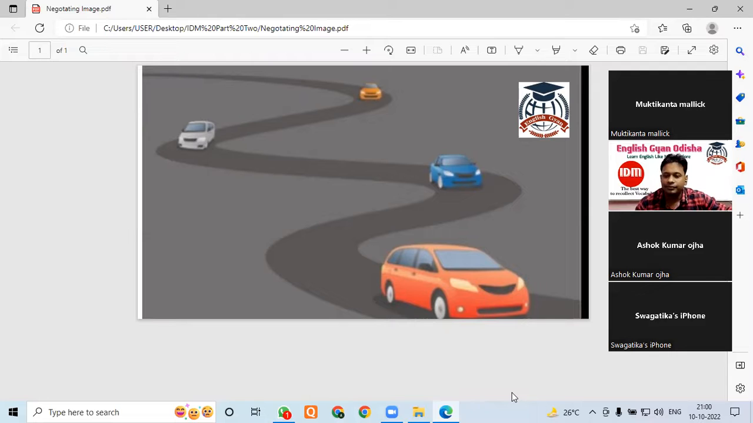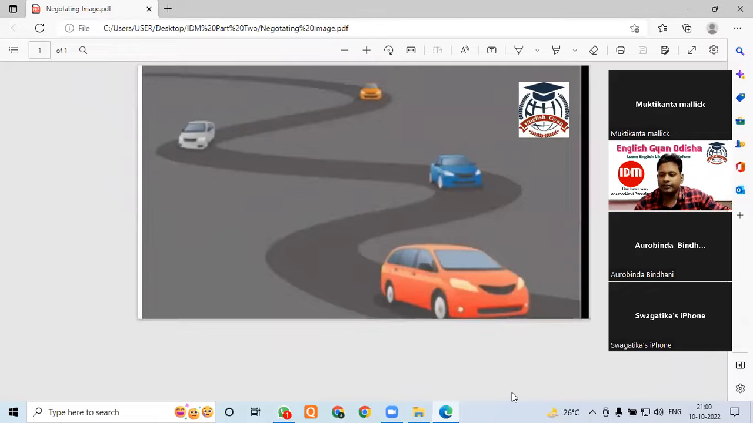Others? Lina ma'am, Swagatika ma'am, everybody, please pick it up. Ajay sir: four cars are running in a zigzag road. Okay, four cars are running in a zigzag road, going towards one direction. Great. Sir, actually there are four cars, and I think this area is a silent area, and one by one the cars are going on. That's it, sir. Okay, fine.